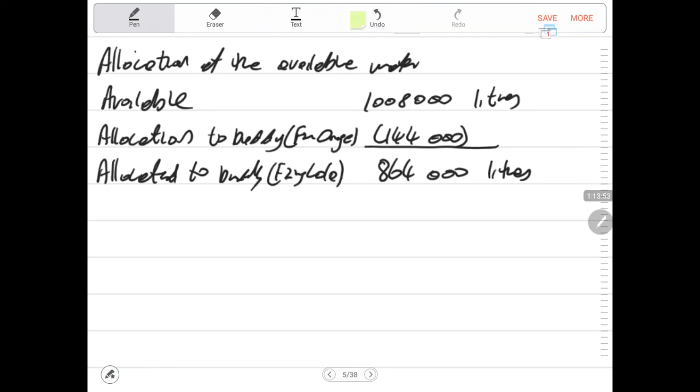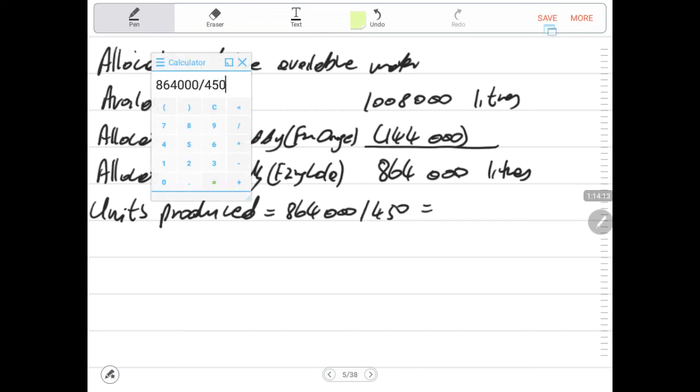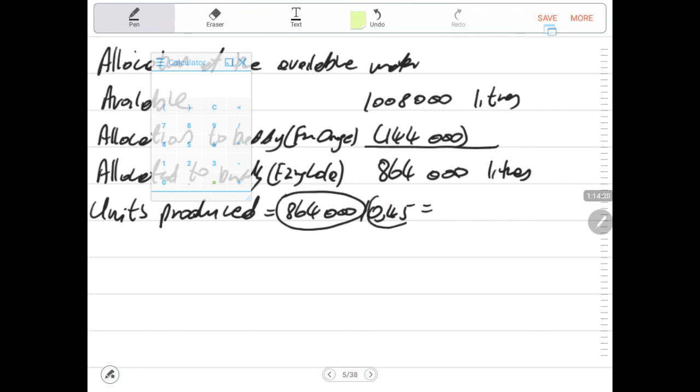Under phase collar, because phase collar was allocated second. Now we need to say how many units to be produced out of these liters. Units produced will be 864,000 liters divided by 0.450, that is 0.45. Hope you understand why I'm saying 0.45, because this is the number of liters, so we need to divide by the 450 equivalent to liters.